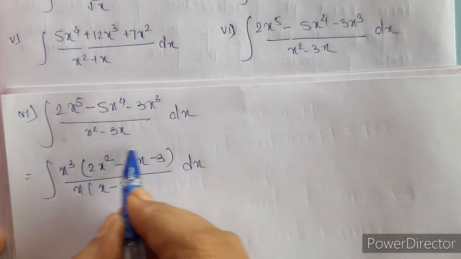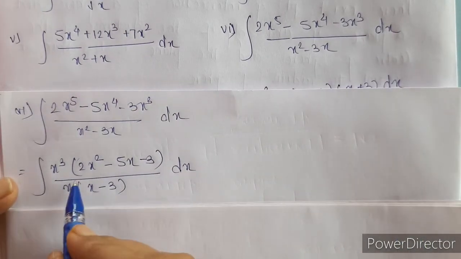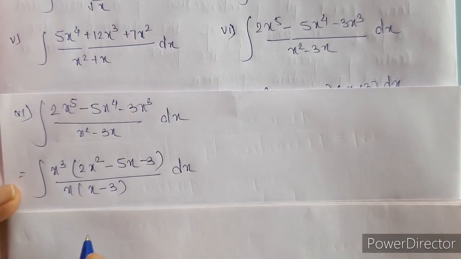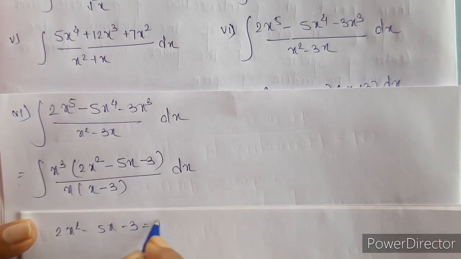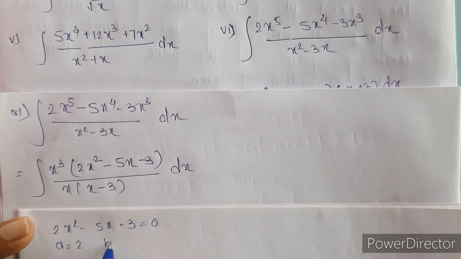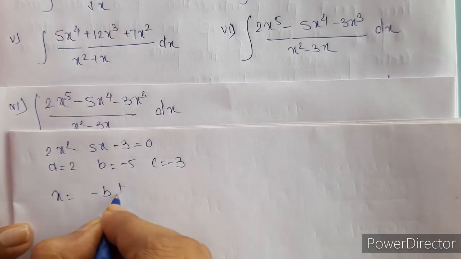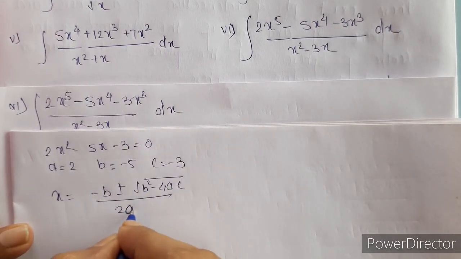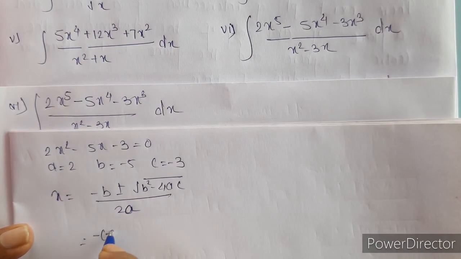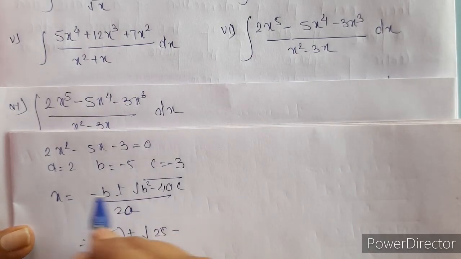Now again this is a quadratic equation, we can find roots of this quadratic equation. So let's find roots of this quadratic equation. So what is the equation? Equation is 2x square minus 5x minus 3 equals 0. So a is 2, b is minus 5, c is minus 3. What is x? x is minus b plus or minus square root of b square minus 4ac, divided by 2 times a. So minus b is minus of minus 5, plus or minus square root of b square, 25, minus 4ac.